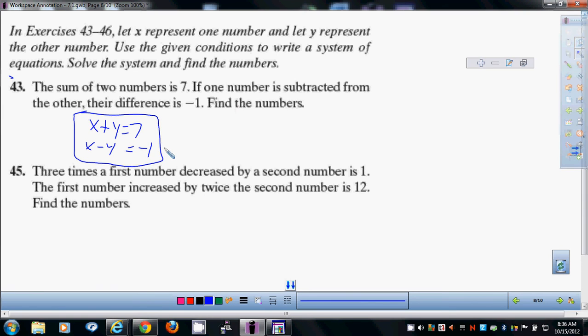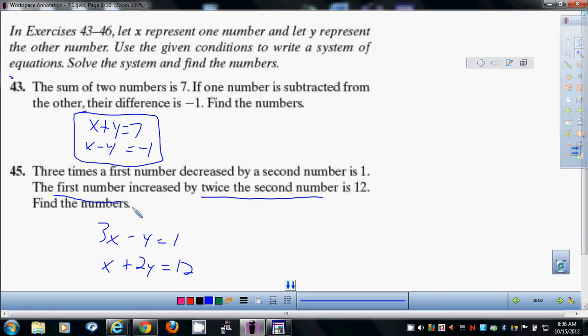45. Take a look at that one, and then I'll take a volunteer to tell me what my system would be. Shelby. 3 times a number decreased by a second number equals what? Okay, keep going. Well, it says the first number increased by twice the second number. There you go. Equals 12. There's your system. And then solve that one. Again, you need to solve from here. I'm trusting you can do that.